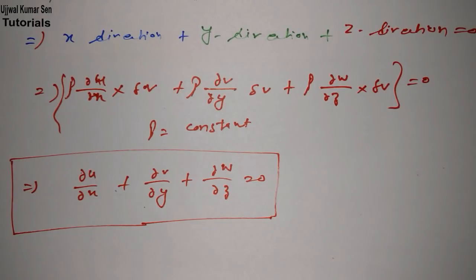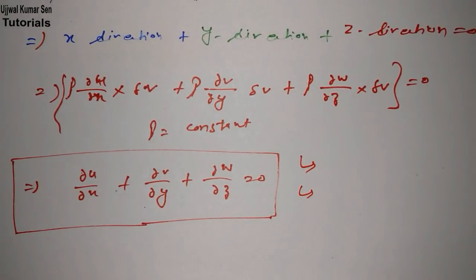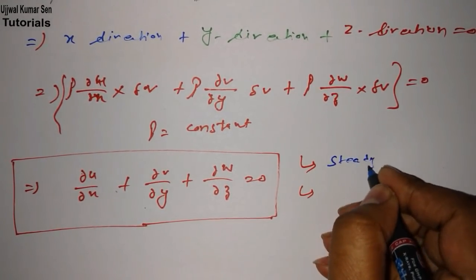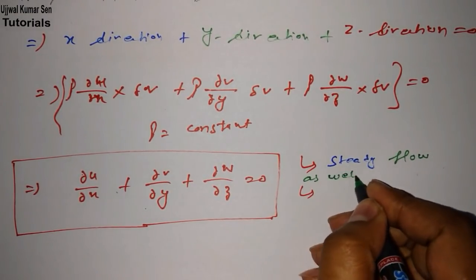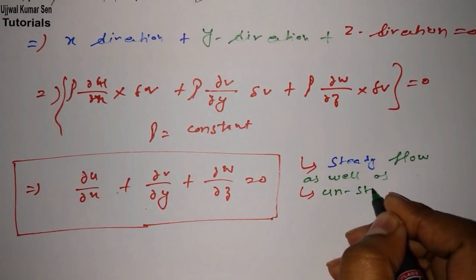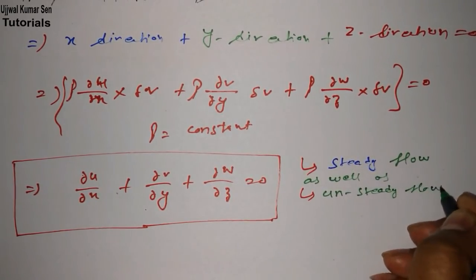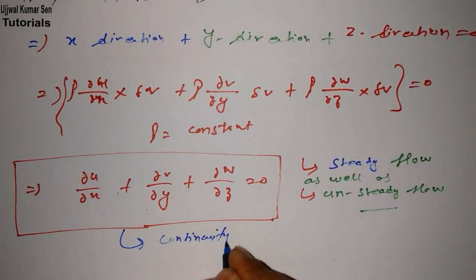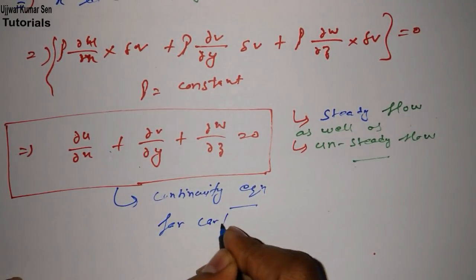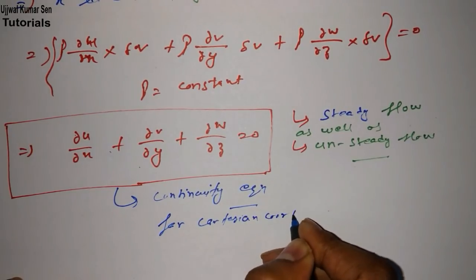Now one thing: where is this equation valid? This equation is valid for both steady flow as well as unsteady flow. So this is the continuity equation for Cartesian coordinates.